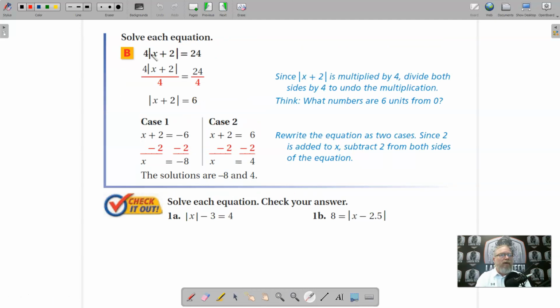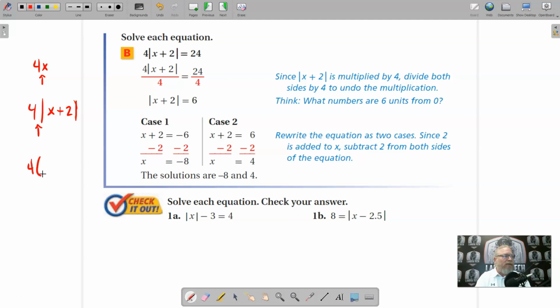So here we have one where it gets a little more difficult. Solve each equation. And here we have example B. So we have 4 being multiplied times the absolute value of x plus 2. Again, this is multiplication, just like if we had 4x. Notice there's no operation sign between the 4 and the x. Likewise, if we have 4 times the absolute value of x plus 2, we have no operation symbol in between, so we recognize that this is multiplication.